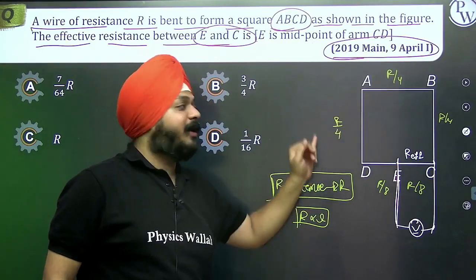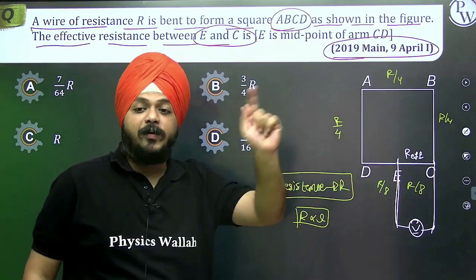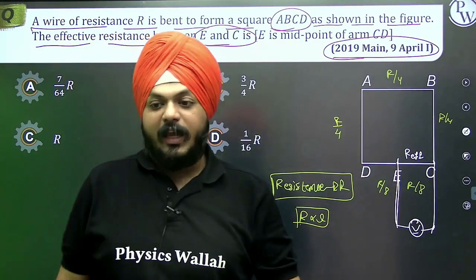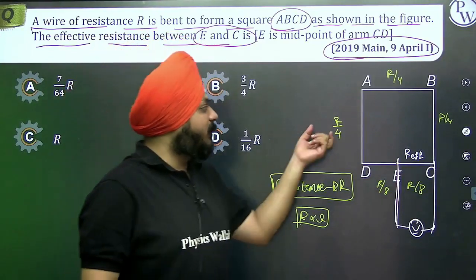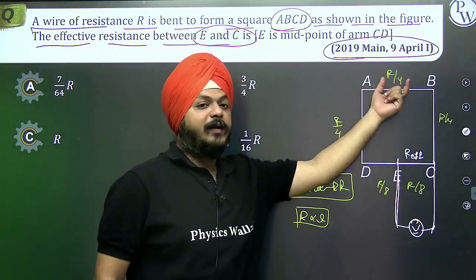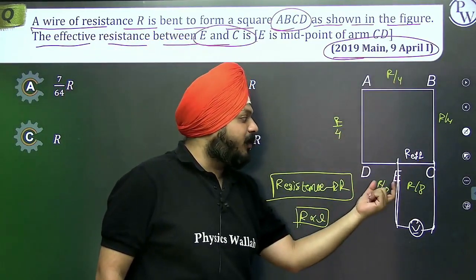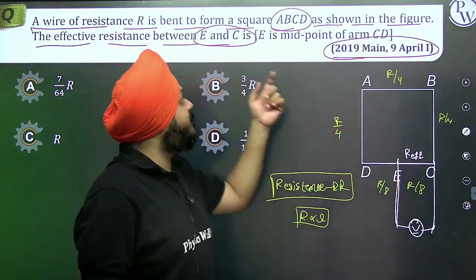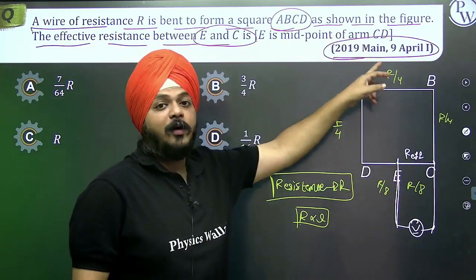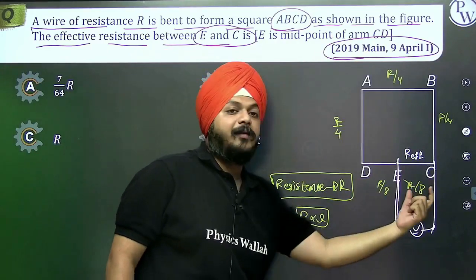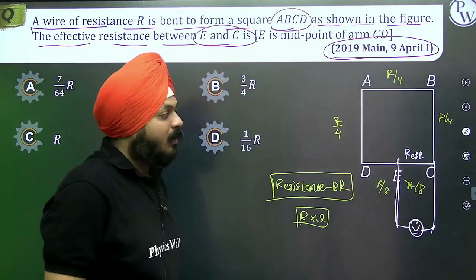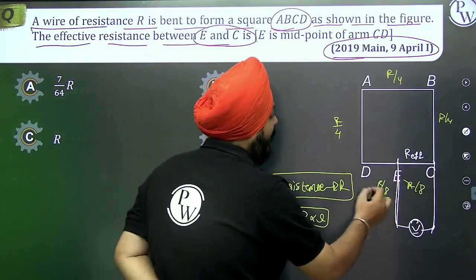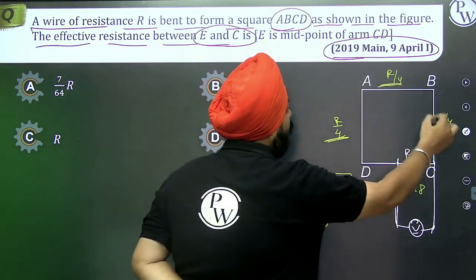For the entire wire, this much length is going to be 1/4 of it. So here the resistance is R by 4, here R by 4, here R by 4. And here, it is mentioned in the question that E is at the midpoint of arm CD, so this gets divided equally. Now we have R by 8, R by 4, R by 4 and R by 4.